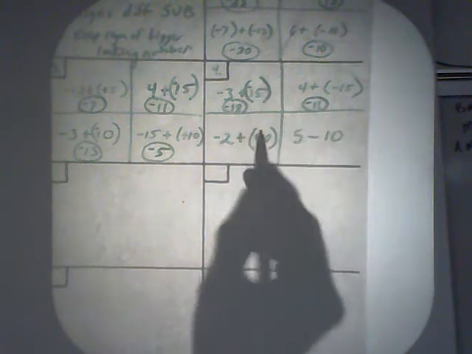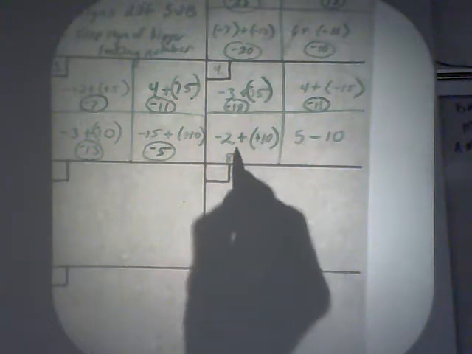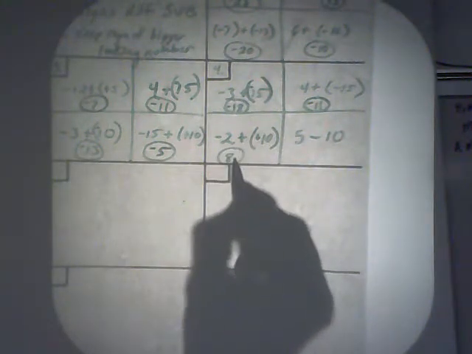Negative 11. Do I want to subtract? No, I'm going to add the opposite. Okay, my signs are different. Subtract. Keep the sign of the bigger looking number. It's positive, so I got positive 8.